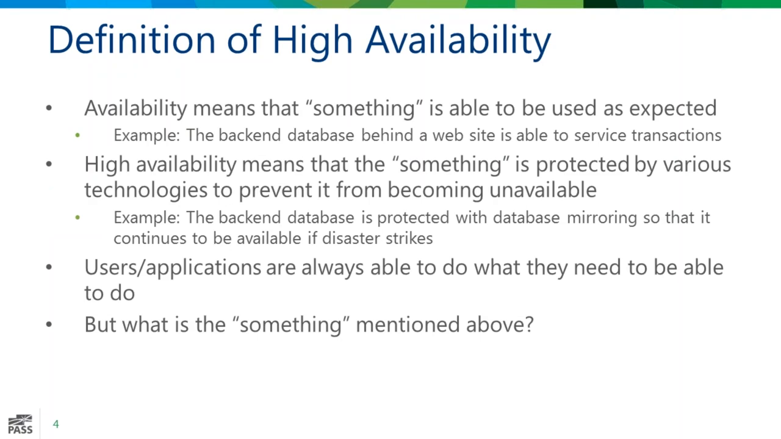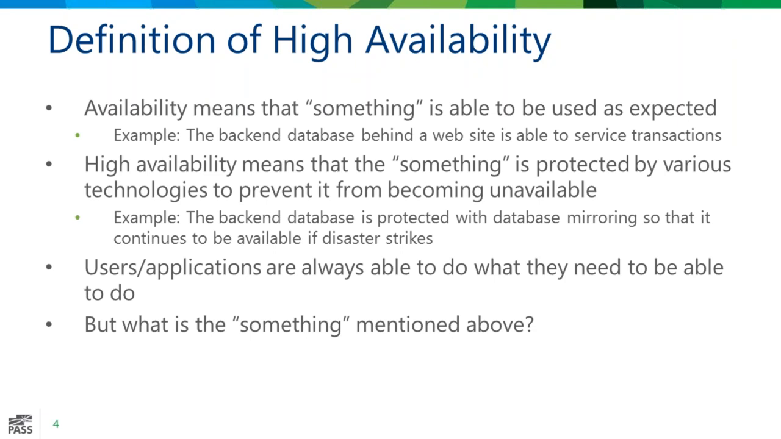So what is the definition of high availability? Well, basically, availability just means that something is able to be used as you expect it to, no matter what else is going on. So for example, a database behind a website is available to service transactions and the website is up. And high availability means that whatever that something is, it's protected by various different technologies and techniques to make sure that it doesn't become unavailable. And so again, an example is the back-end database is protected with something like database mirroring, so that if something happens to that particular database or the server that it's running on, you fail over very quickly to another server and whatever you're protecting, your website, is still available.